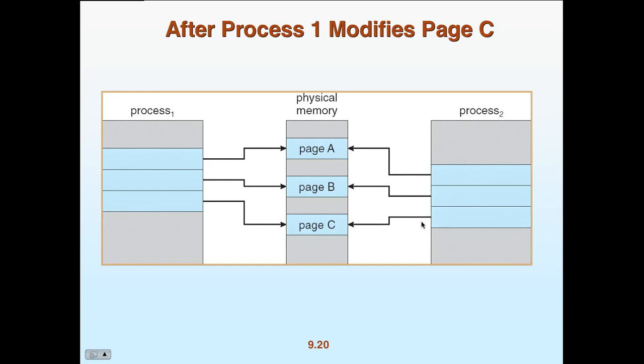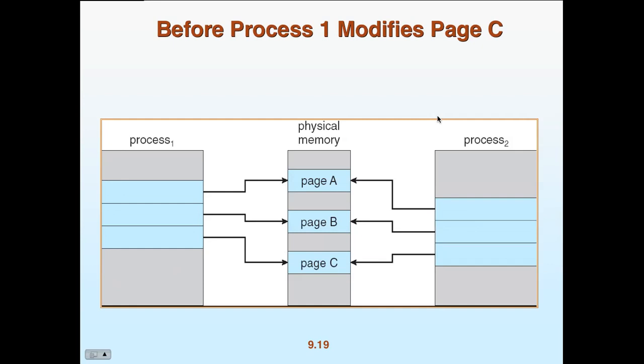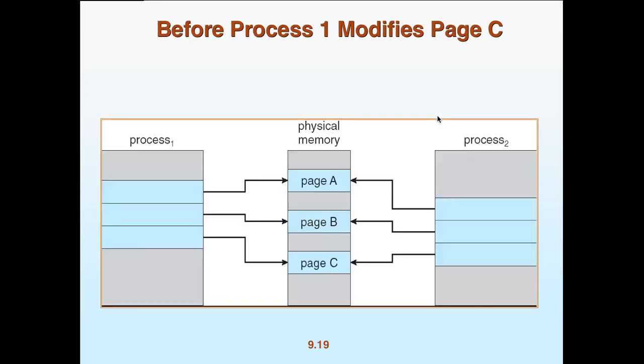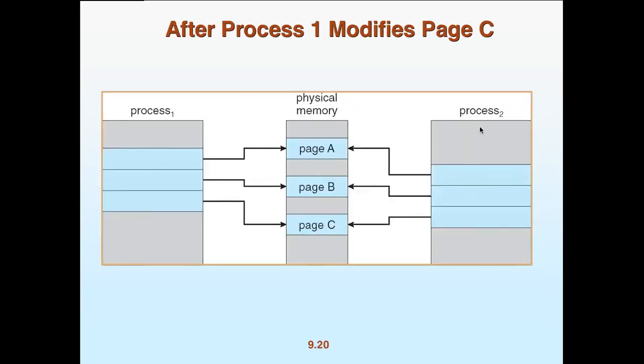I keep forgetting to edit this PowerPoint presentation, but this slide is wrong, because these two should be going away, and C is the only one that really needs to be modified. So after process 1 modifies page C, C would be updated. But this slide and this slide are identical, which is kind of pointless. So this is the before, this is the after, but page C would be updated. I have to edit this slide set next time I do this.